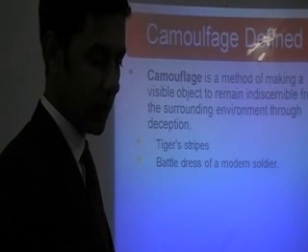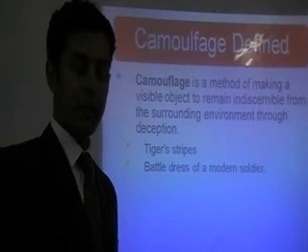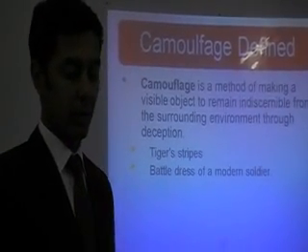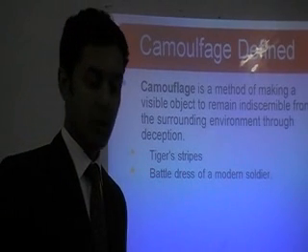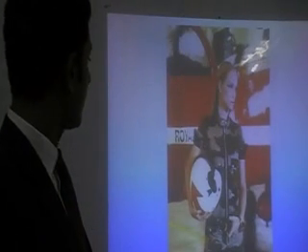Camouflage defined. Camouflage is a method of making a visible object remain indiscernible from the surrounding environment through deception. For example, the tiger skin or the battle dress of a modern soldier. As in the coming slide, this is the camouflage printed suit.